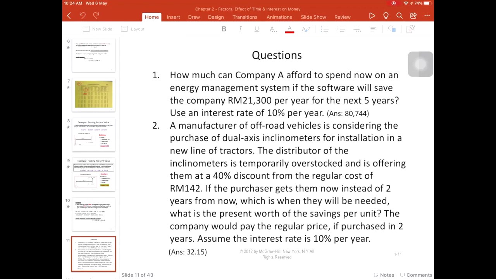But the problem is, what is the problem? What is the information given? Okay, you have to find P, but the information given is A, correct? Betul tak? Yes. 21,000 ringgit, 300 ringgit. This is A. Actually, this is P over A.